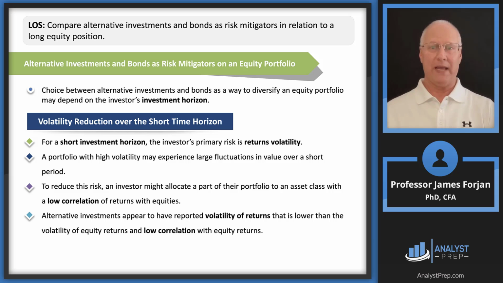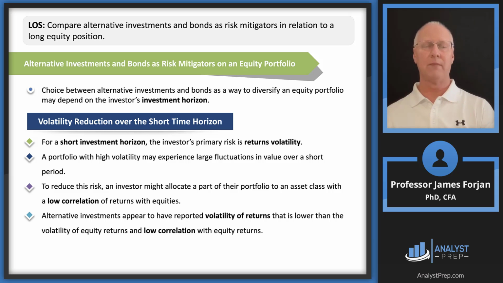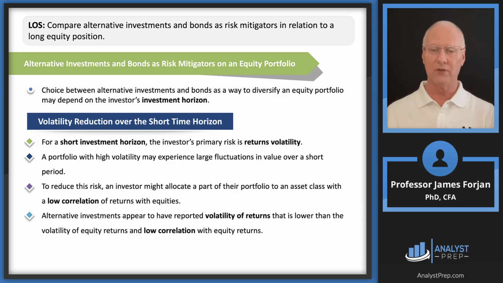All right, how about risk mitigators here? And once again, this probably depends on the investment horizon. And so let's go ahead and take a look at how we can reduce volatility over the short term. And skip down to the bottom and look, we have this highlighted twice. Low correlation, zero correlation, perhaps even negative correlation. So that's going to make our return volatility more narrow.